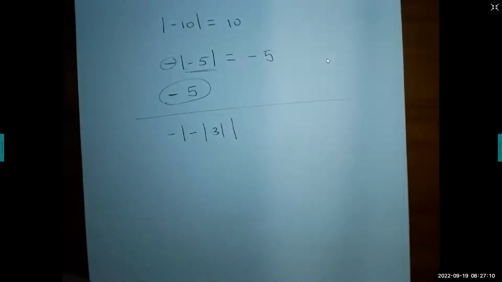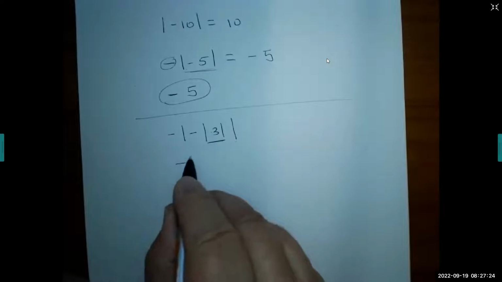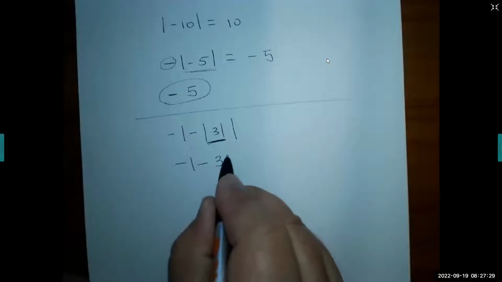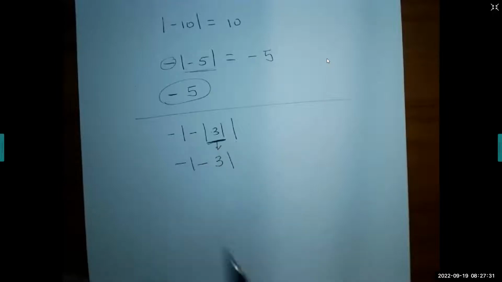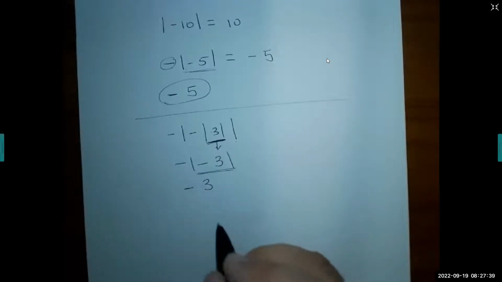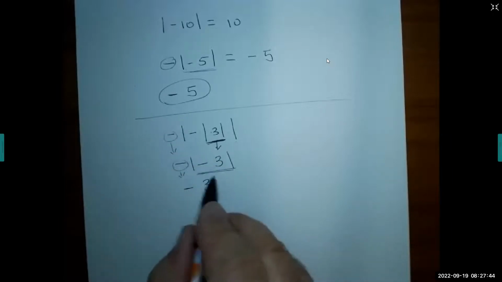How about that one? It's the same treatment as you do parentheses. What do you have to do first? You have to do inside the special, so you have to do this one. What's the absolute value of 3? 3. Then we have to do inside these absolute values. What's the absolute value of -3? 3. And this negative stays out there. And there's your answer.